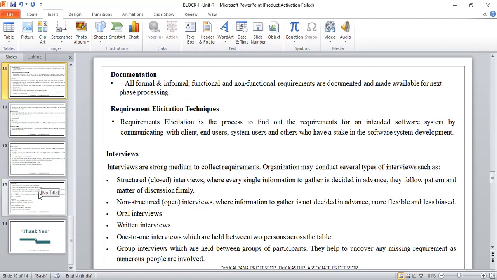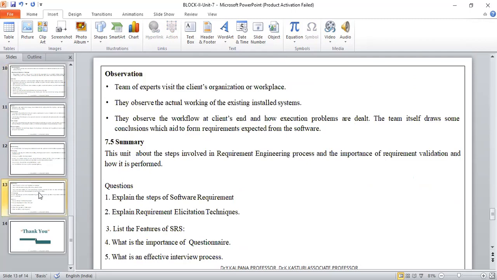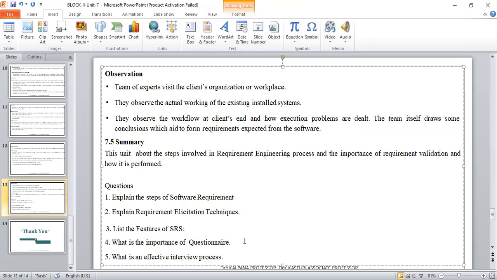Okay. And altogether, in summary: what the steps involved in the requirement engineering process are, the importance of requirement validation, how it is performed, how to elucidate the requirements, everything has been discussed in this unit. And these are the possible questions for this unit: steps of software requirements, how do we elucidate requirements, features of SRS, importance of questionnaires, and the effective interview process. There are any number of interview processes, and there are also different types of questions, open-ended questions and close-ended questions.